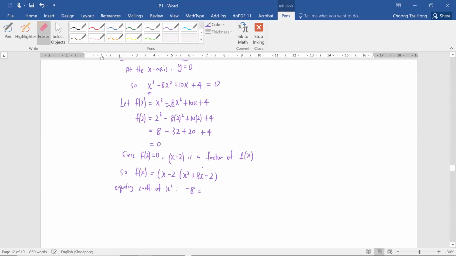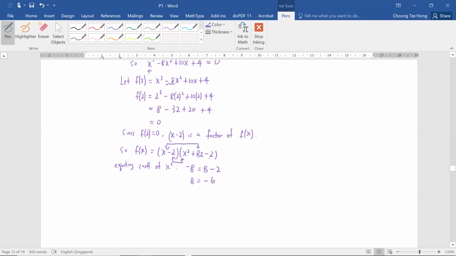Let's go ahead and do that. Which one times which one will give you x squared? This one times this one: x times bx will give you bx squared, so b is the coefficient of x squared. The next one is -2 times x squared, so -2. So b minus 2 equals -8, so b will be equal to -6. Therefore f(x) equals (x minus 2)(x squared minus 6x minus 2).